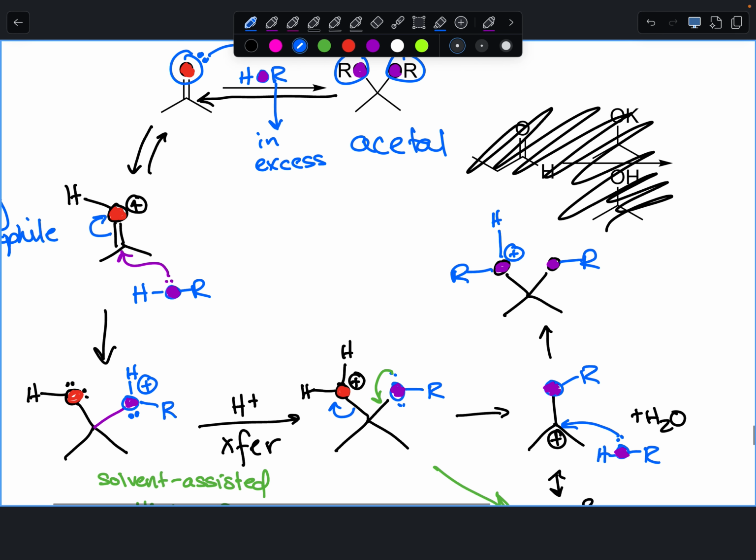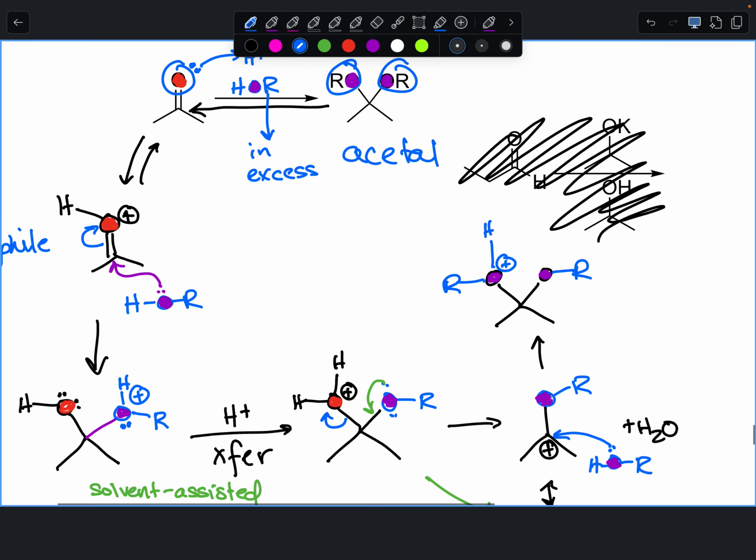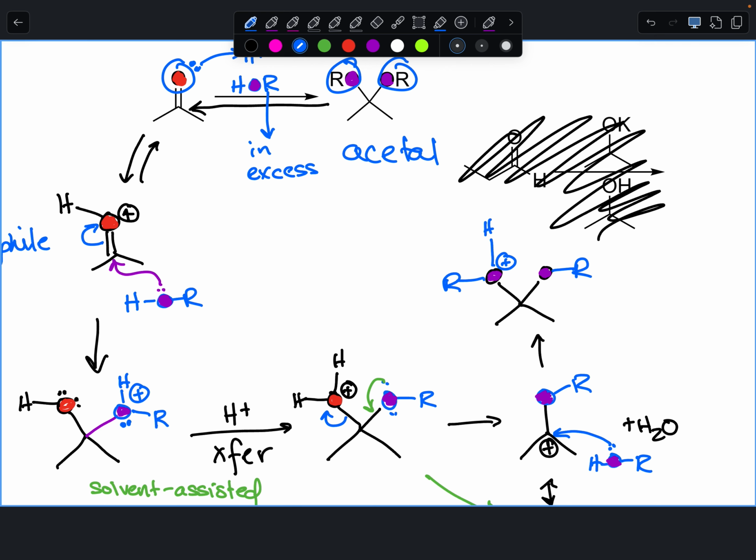What I will say to you is this. If I don't specify 1 equivalent, you can assume you have excess. I'm gonna put that up here. It's gonna be a general rule. You can assume excess, which is my abbreviation XS, unless 1 equivalent is specified.